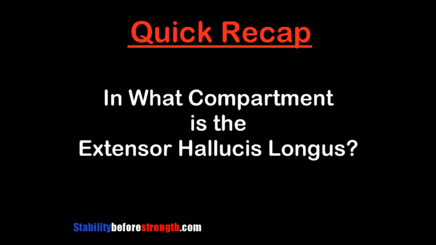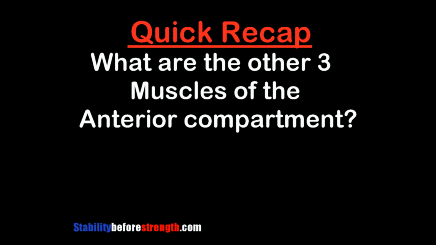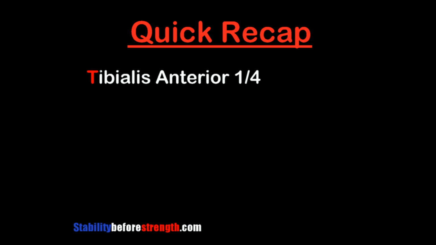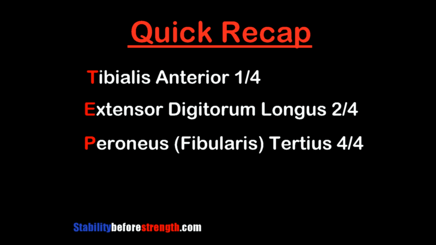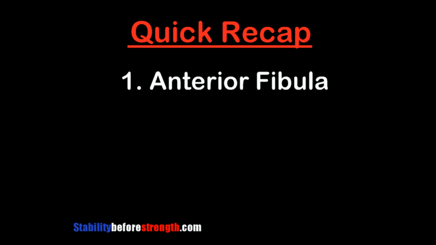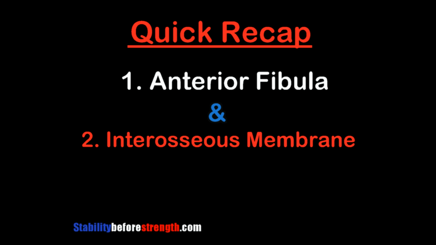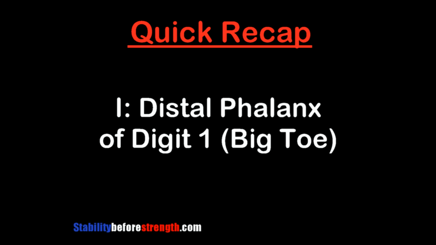Now, where is the muscle located? In the anterior compartment. Now, what are the other 3 muscles of the anterior compartment? The tibialis anterior, extensor digitorum longus, and peroneal or fibular tertius. Now, where does it originate? In the anterior fibula and interosseous membrane. Now, where does it insert? Remember the name? The distal phalanx of digit 1, the big toe.